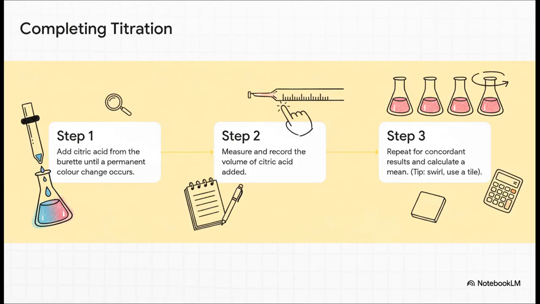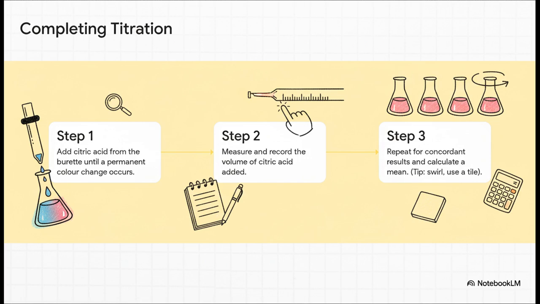The mark scheme wants 3 clear steps. Step 1, you add the citric acid from the burette into the flask bit by bit until you get a permanent color change from the indicator. Step 2, you carefully read the burette and record that volume. Step 3, and this is crucial for accuracy, you repeat the whole thing until you get concordant results. That's the magic phrase. It just means results that are really close to each other. Then you find the mean.